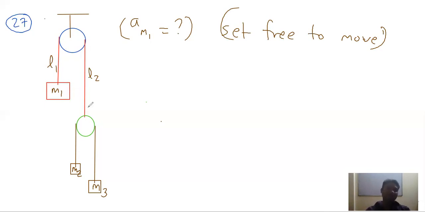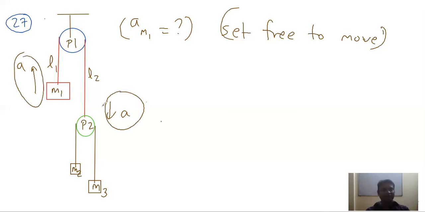If I consider this red string here, and try to apply the length constraint, what will I get? Effectively, I will get that the acceleration of M1 in the upward direction is equal to the acceleration of pulley P2 in the downward direction. That is all that we will get. Let us see if we really get this.